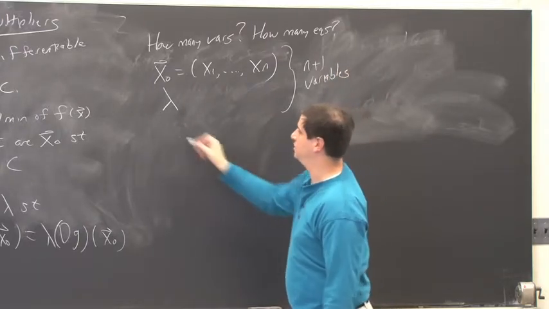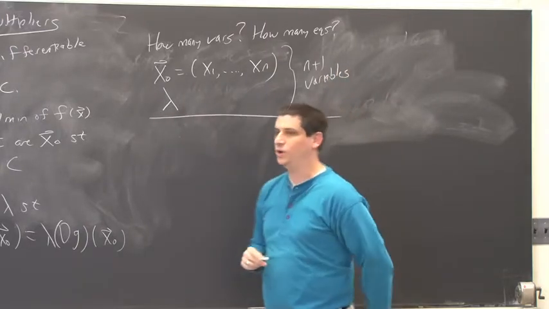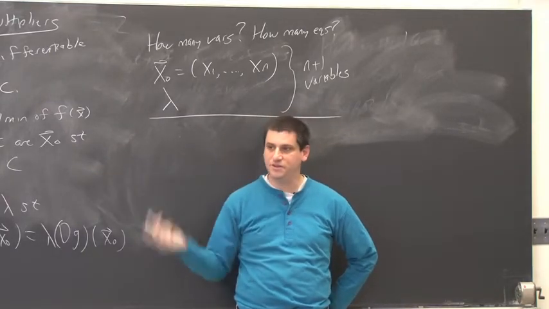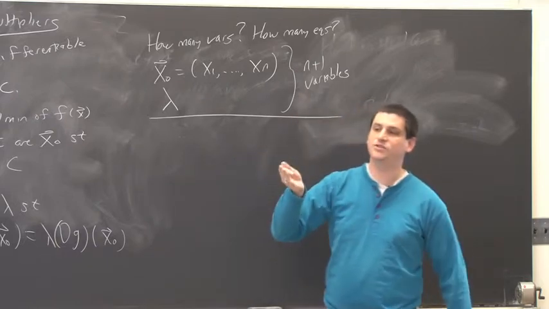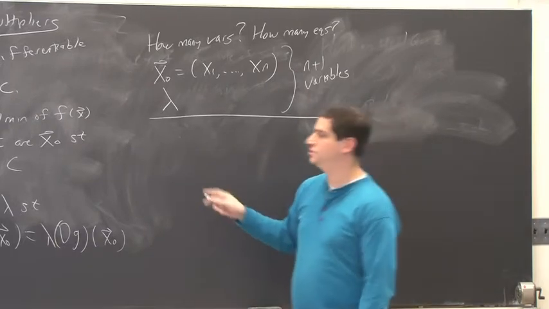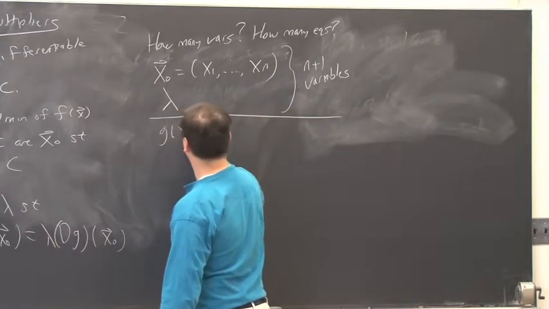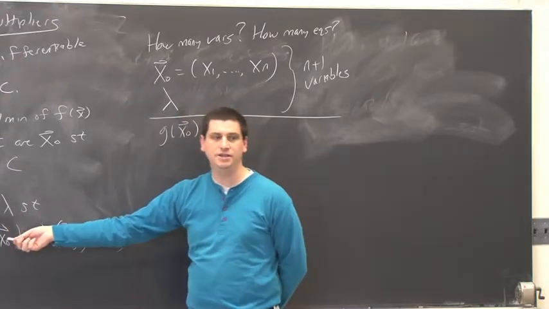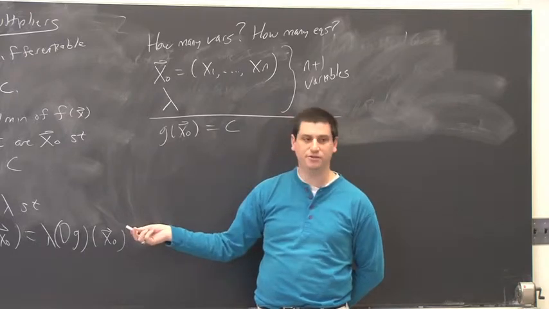Now let's count equations. One equation is obvious: I have g of x naught equals c. That's my first equation, and this is where I have to use the fact that c is given. And now I'm going to unwind this: grad f is a multiple of grad g.